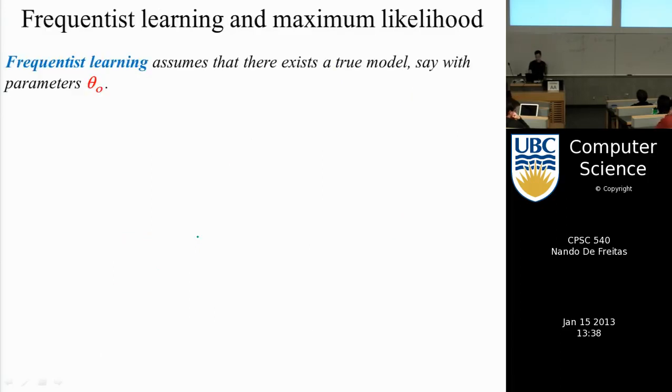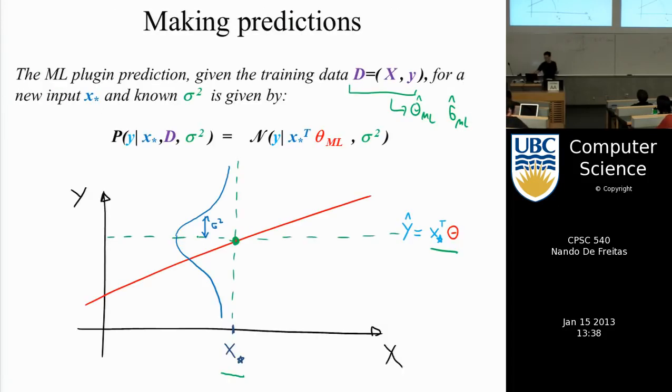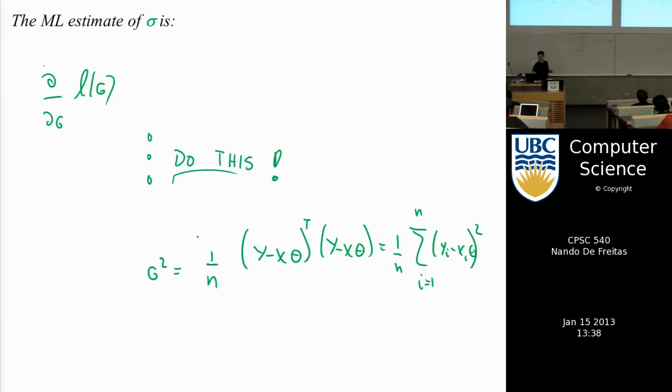Okay. To summarize, maximum likelihood learning is part of something called frequentist learning. It's based on frequencies. So as we've seen here, this is just the estimator of the variance. It's just essentially the counts. If n goes to infinity, that becomes the expectation, which is the true variance of the model.